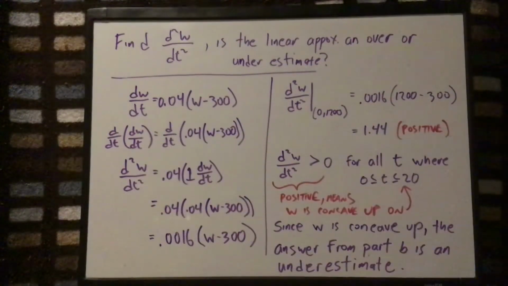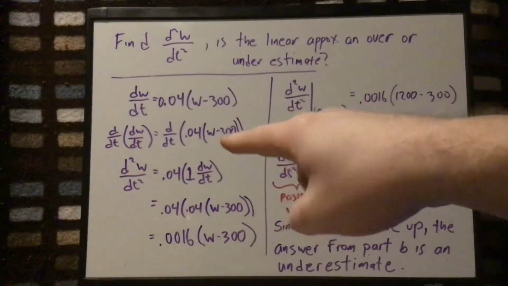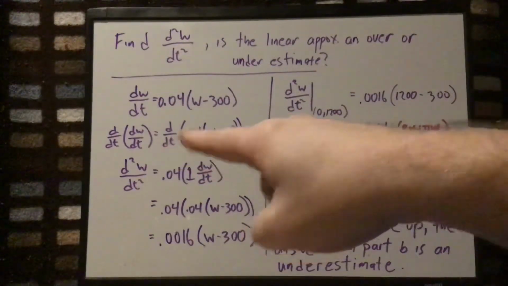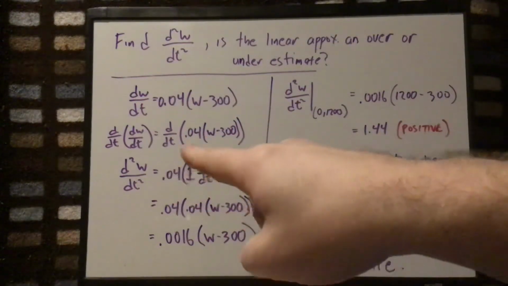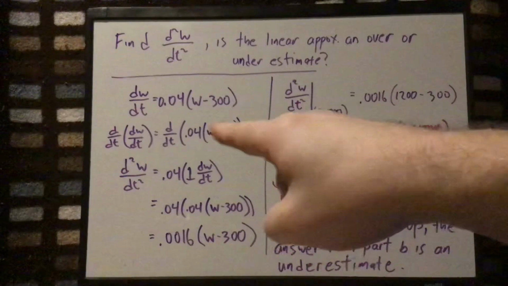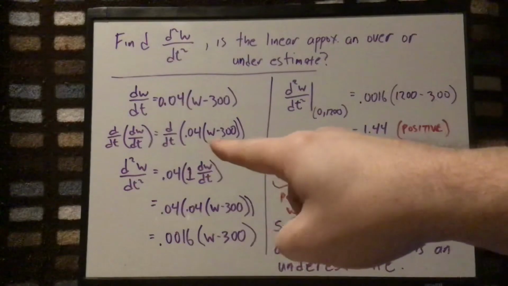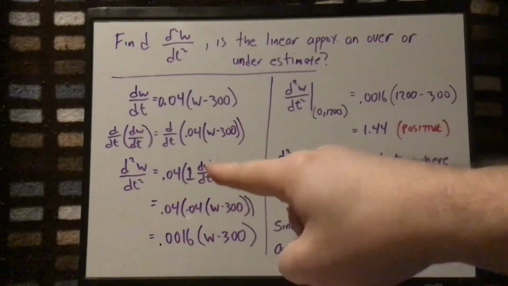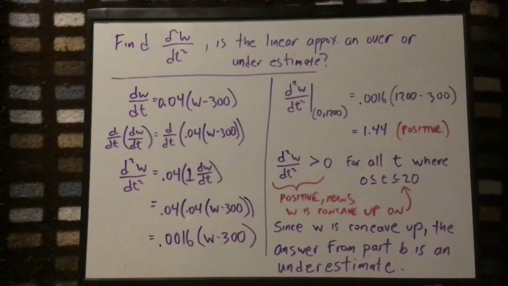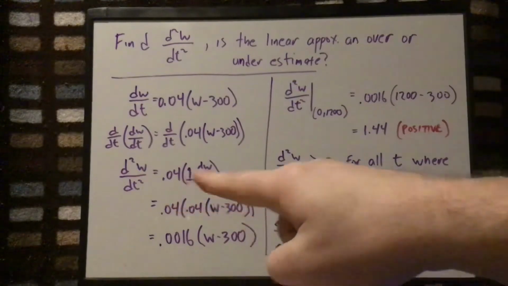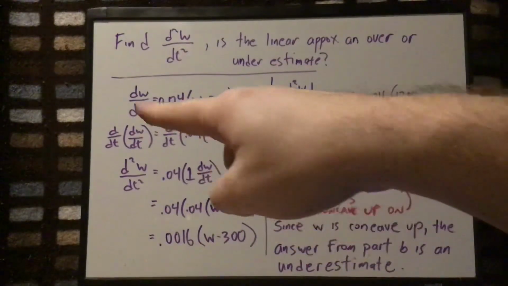On the right side, I need to take the derivative with respect to t. The problem is there's no t's in this, so I have to remember to use the chain rule. When I take a derivative, this multiple comes along for the ride. So since this is being multiplied, this doesn't do anything. However, I need to take the derivative of this with respect to t. W's derivative is 1, but because it's with respect to t, I have to do the chain rule. So it's going to be 1 dw dt. The derivative of 300 is 0, so it goes away. So basically my second derivative is 0.04 times dw dt, the first derivative. Now I know what dw dt is because it's sitting right here.